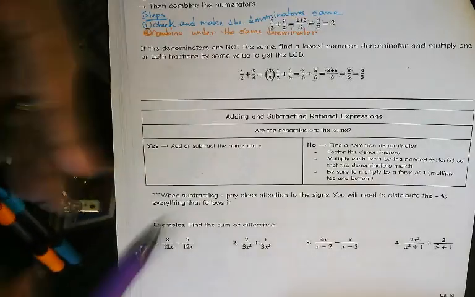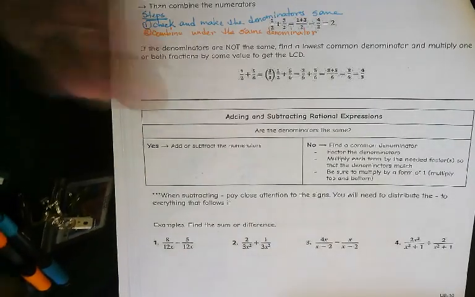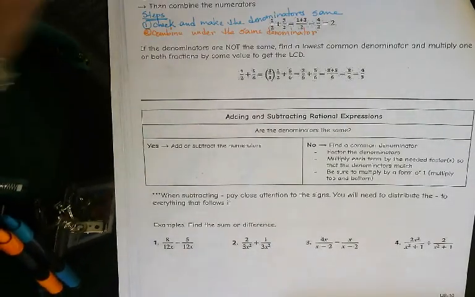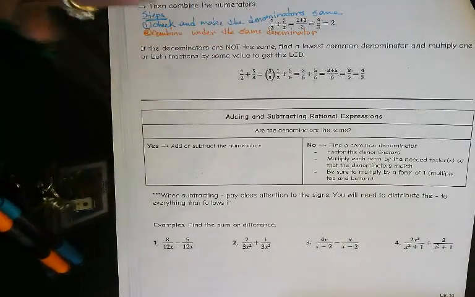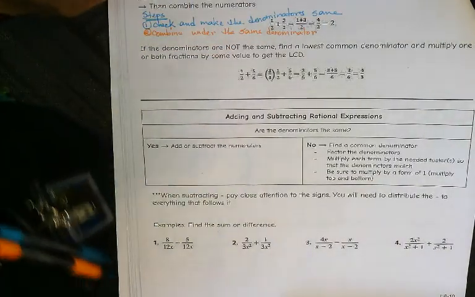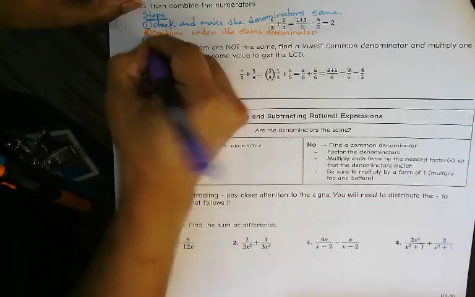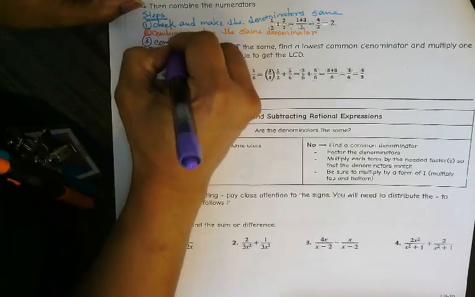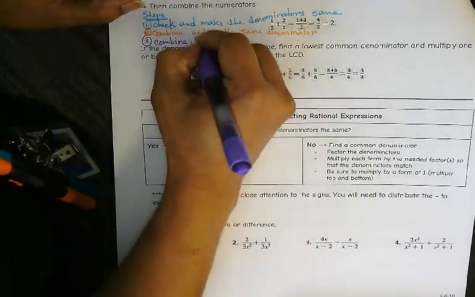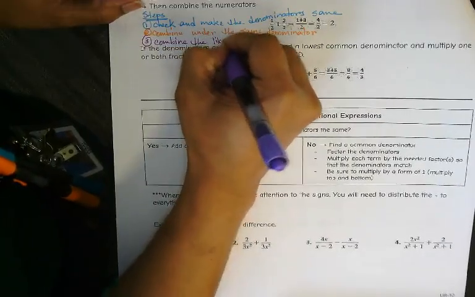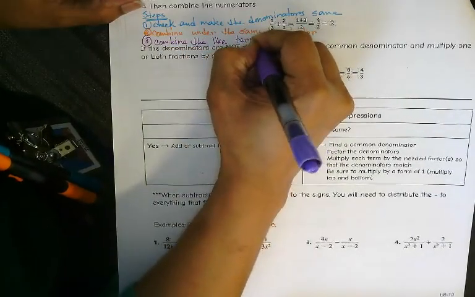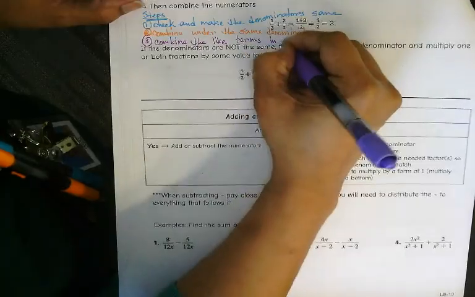Number three, once I combine under the same denominator, we need to do all the operations on the top. If it is addition, add all the like terms. If it is subtraction, subtract all the like terms. So we're just going to combine the like terms in the numerator.